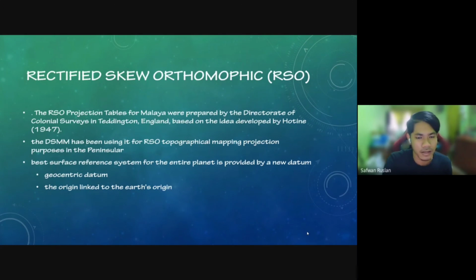Okay, more about RSO. The RSO projection tables for Malaya were prepared by the Director of Colonial Surveys in Kent, England, based on the idea developed by Hotine in 1947. The DSMM has been using it for RSO topographical mapping projection in the peninsula. And the Earth surface reference system for the entire planet is provided by a new datum, the geocentric datum. Firstly, the older system used a relative datum. Then after research and development, the geocentric datum is used, because its origin is linked to the Earth's center. Then, next slide.